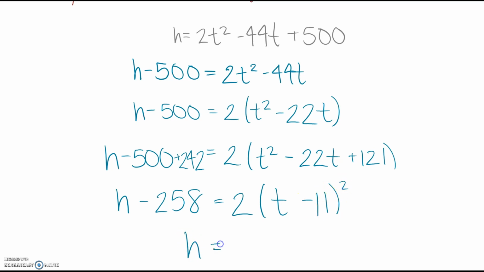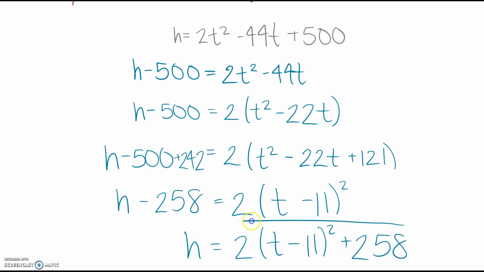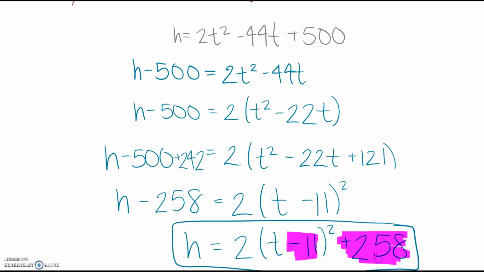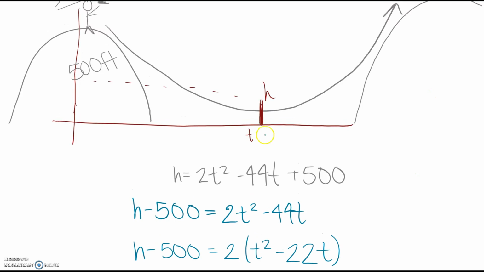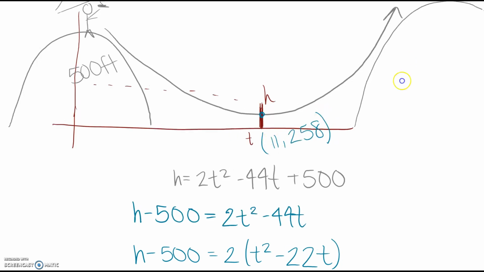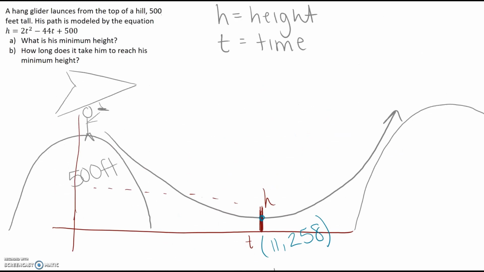And then finally we can add our 258 back. And now it is in vertex form. So now that we have it in vertex form, I know my vertex is going to be positive 11, comma 258. So if we go back to the top here, that means that at this point our vertex is going to be 11, comma 258. So to answer our questions, A, what is his minimum height?